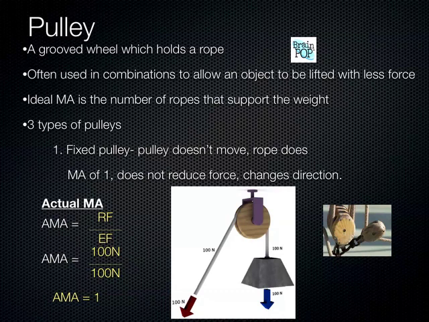No. If this object weighed 100 newtons, would I have to pull with 100 newtons of force? What would I have to pull with? More or less? Why? Nicholas? More because of friction. More, because there is some friction here. So I have to both overcome the friction and lift the weight. Maybe I'd have to pull with 101 newtons. But this problem, the way I described it, doesn't take that into account.